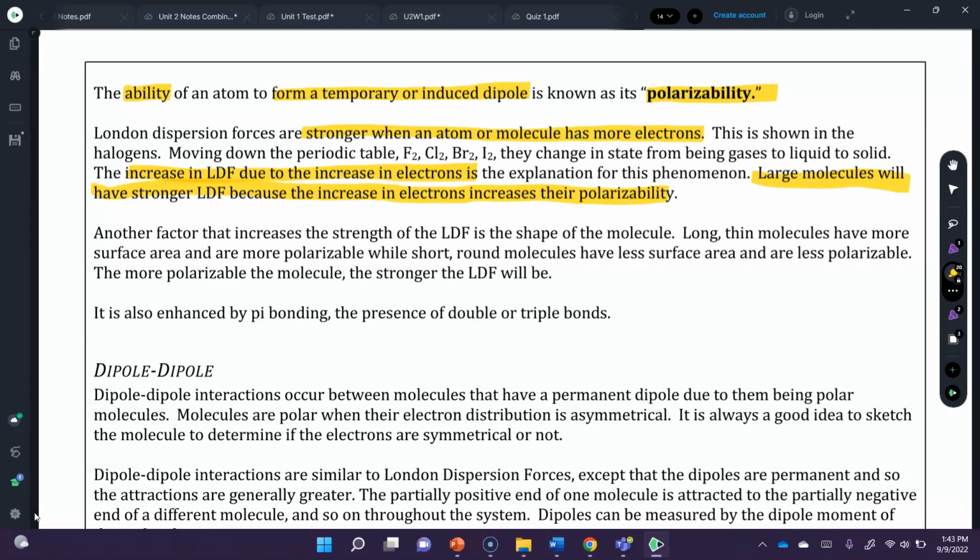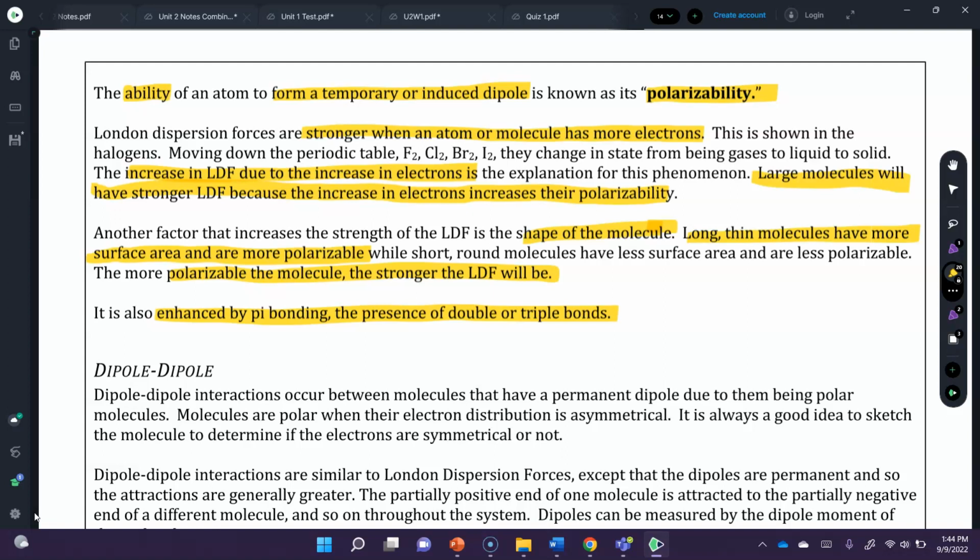and that increases their polarizability. Another factor that increases the strength of London dispersion forces is the shape of the molecule. Long, thin molecules have more surface area and are more polarizable, while short, round molecules tend to have less surface area and are less polarizable. The more polarizable the molecule, the stronger the London dispersion force will be, in general. This is also enhanced by pi bonding, the presence of double or triple bonds, because you concentrate electrons in one specific area, so it's more likely to have the ability to be polarized there.